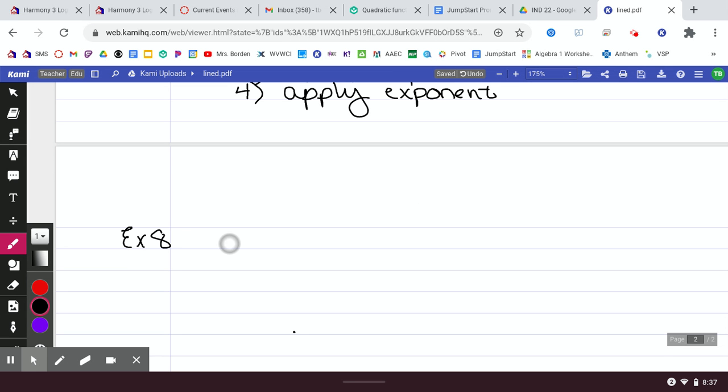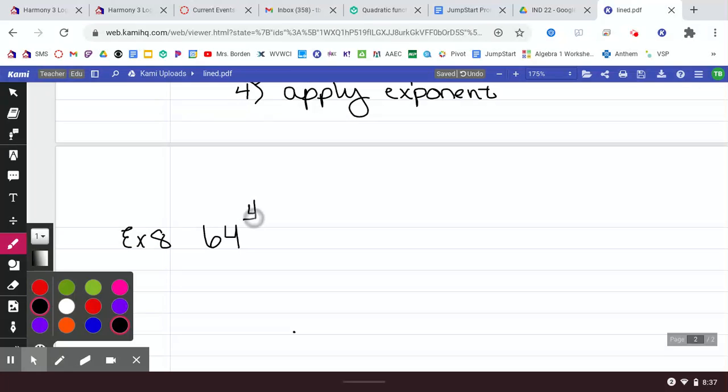So if we have 64 raised to the 4/3 power. Again, definitely not something that you could just solve in your head. So we're going to follow the steps. The first step is we are going to put it in radical form. So I'm going to give myself a radical. I'm going to put the 64 as the base. The exponent is a 4 and the root is a 3.